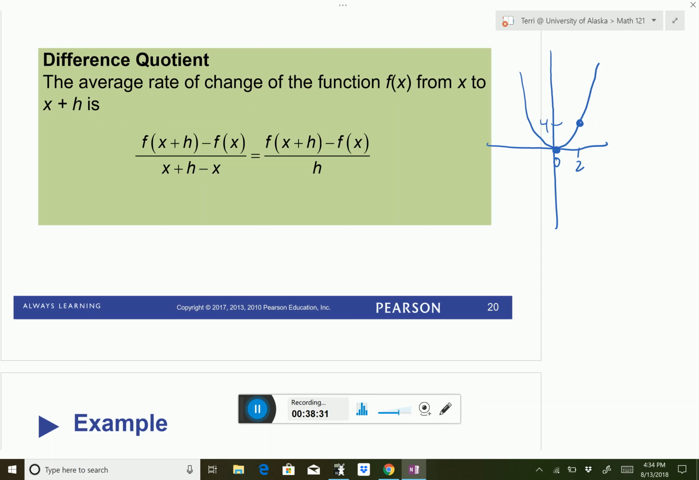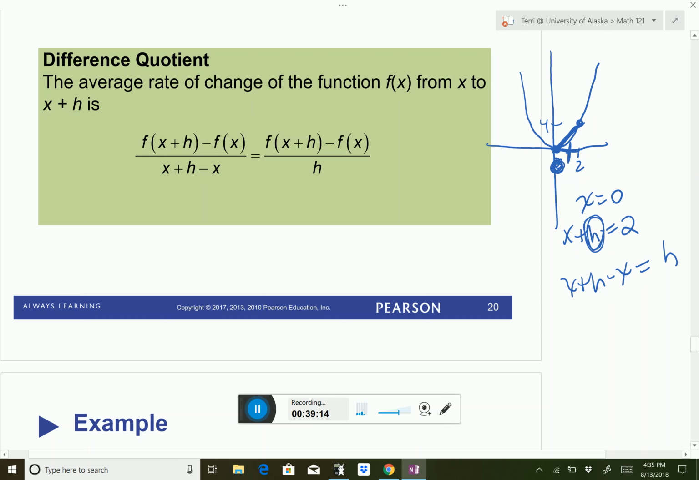So if I go from f of x plus h, let's say x is 0 and x plus h is 2, then x plus h minus x would just be h, right? So if I want to find the average rate of change from 0 to 2, which was the slope of this line right here, then this is the same thing. This is just now I have a rate of change of 2.